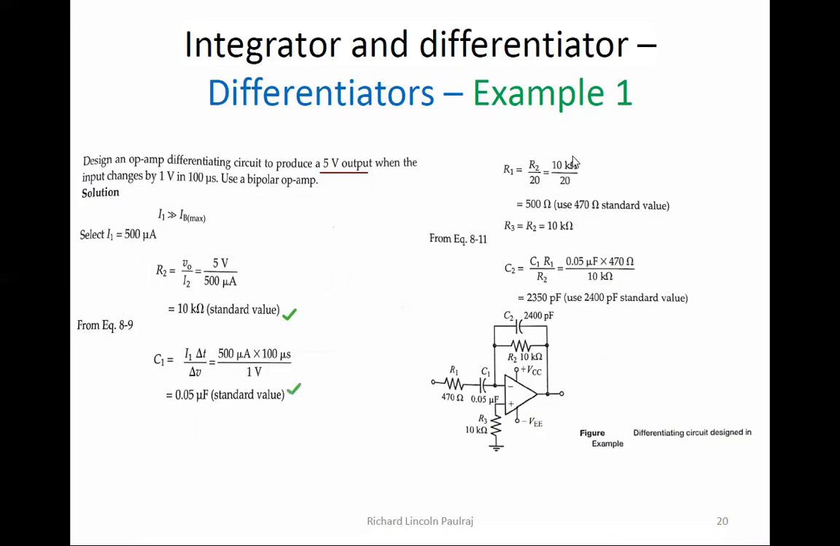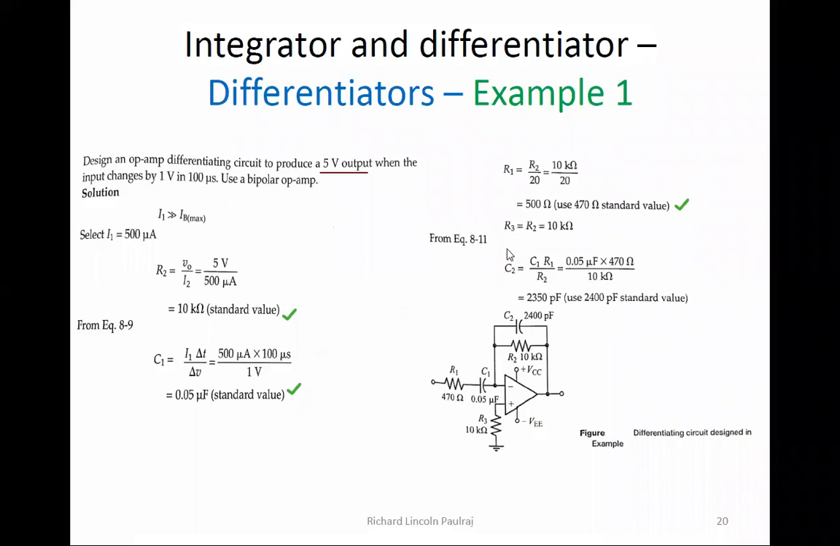Now, one thing you have to keep in mind here is R1 is equal to R2 by 20. We will be using this in the other problems also. R1 we are taking a very small value compared to R2. Here R2 I have got at about 10K, so 10K divided by 20, we should be getting 500 ohms. Can you divide 10K by 20? Are we getting 500? Okay, that's good.